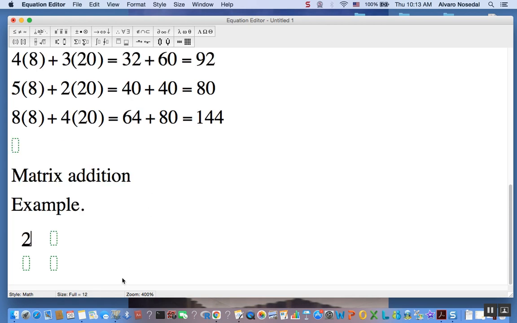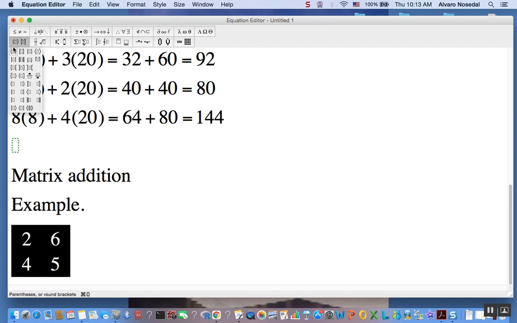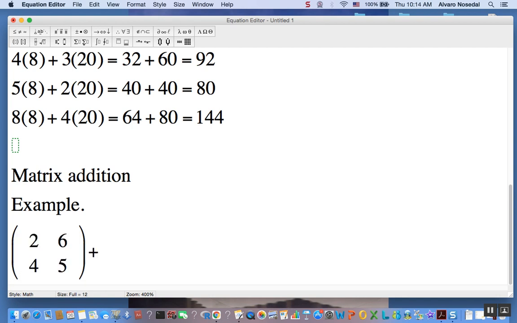The matrix is going to be, reading the elements by columns, 2, 4, 6, and 5. Then I want another one with 4 as the first element, the one located at the first row and first column, then 6, then 5, and then 2. Great.